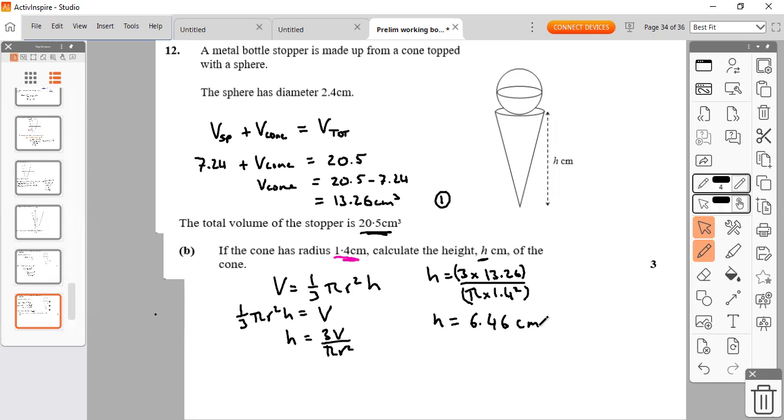So try that in your calculator. Just make sure you're comfortable with it. Make sure you're comfortable with that transposition.